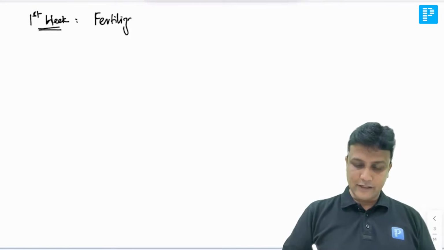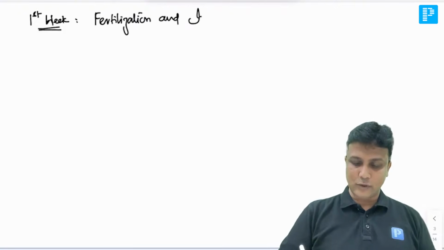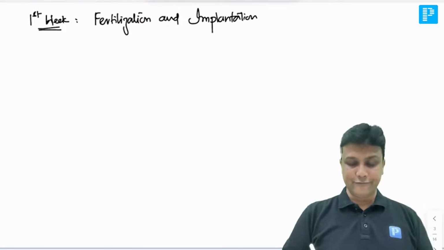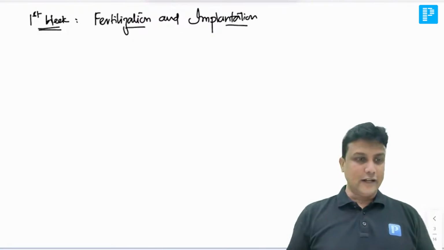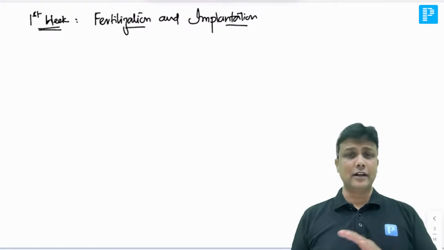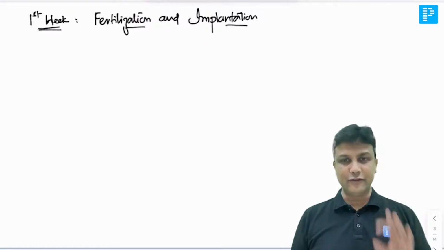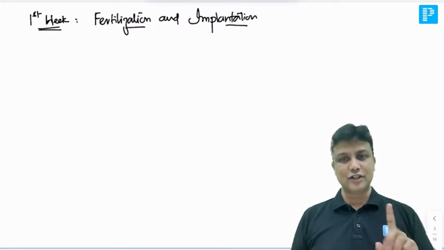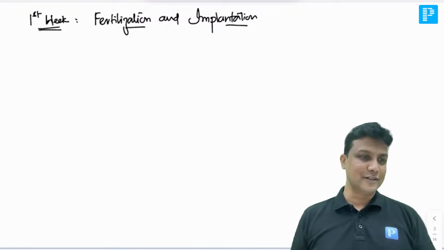You have to remember very clearly that two events will take place here. Fertilization, and the second one is implantation. Fertilization and implantation will occur in the first week. So as a first prof student, you should have clarity in your mind about what is going to happen in the first week, my dear friends. That is fertilization and implantation. These two events are going to take place.